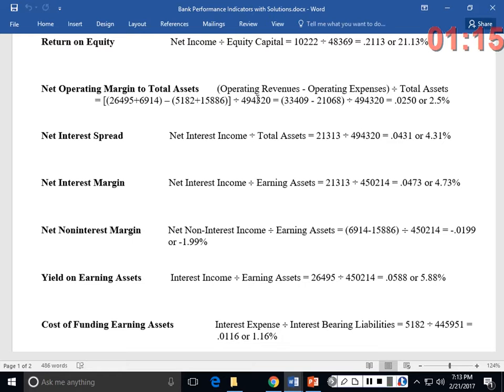So this is negative. Yield on earning assets: interest income divided by earning assets, so you're making an average of 5.88% on all of the assets that are paying interest. Then the cost of funding these assets.